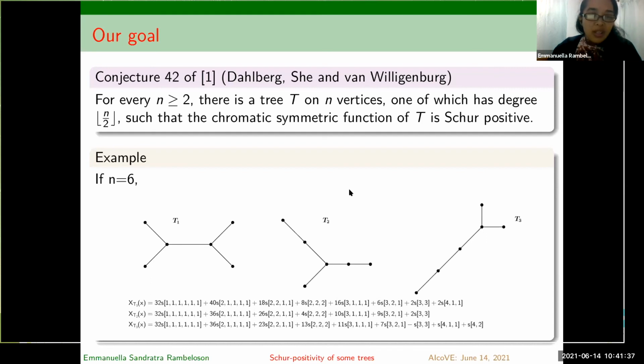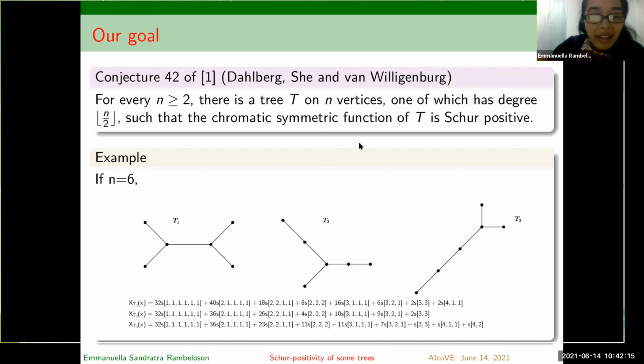Maybe it's because when n gets larger, then the number of trees that we need to compute on gets larger also. Or maybe also when we compute the chromatic symmetric function of a tree on Sage, then it's very expensive in terms of time complexity when the number of vertices is very large. However, in this talk, we are going to see that this conjecture is false when n is 20.